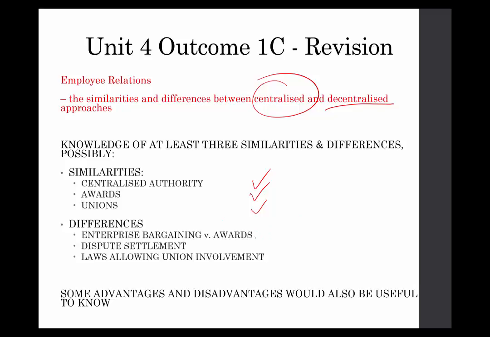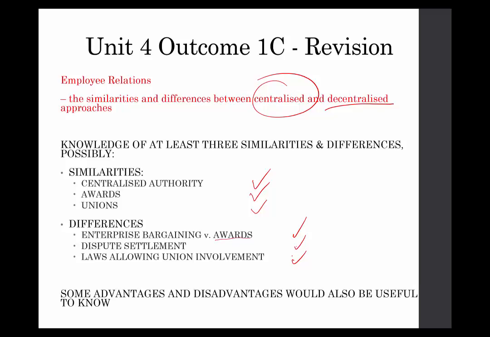Whereas most wages were determined by awards in the centralised system, particularly for labour, blue collar type work. Dispute settlement is different in both systems. Whereas it used to be done by the AIRC, it's now done at the workplace level, with the Fair Work Commission only as a last resort. Laws allowing union involvement have changed, meaning that unions have to jump through many more hoops to take industrial action in the current decentralised system, and the laws are a lot tighter on union behaviour.